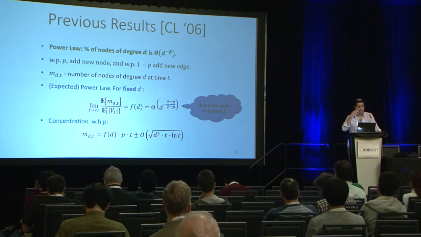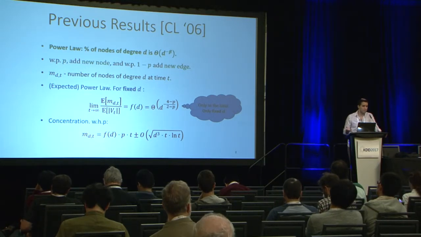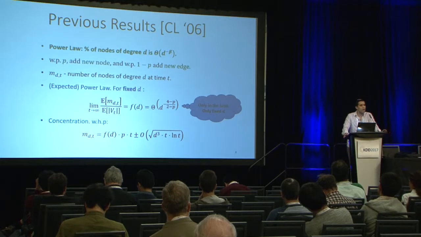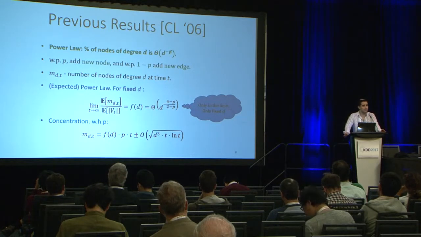If you want to know what the expected number of nodes is, you just don't have good bounds on it, or any bounds. And it only works for fixed d. So it only works for fixed degree. So if you ask yourself, how many nodes of degree, let's say, square root t are there in the network at time t? How many nodes of degree square root t?